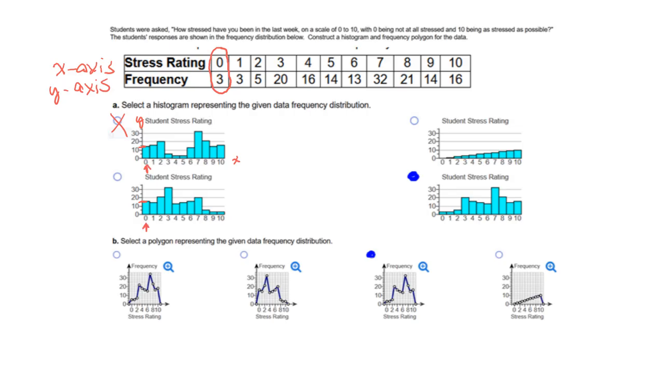So I'm looking at these 0 ratings. That's not going to work either. And you can see that on this third one here for 0, it doesn't even have a height at all. Therefore, that leaves me with the 4th option to choose. And that would be my histogram.